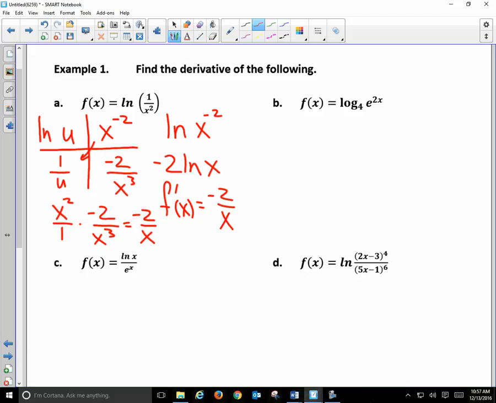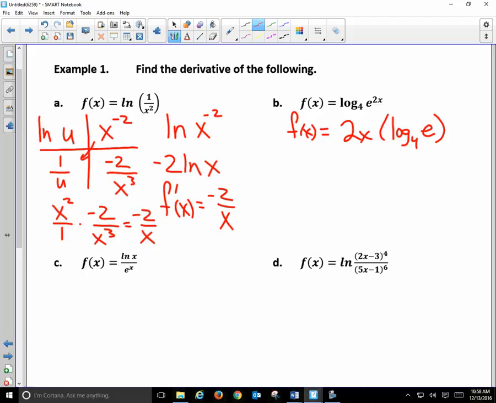I'm going to do the same thing here. I'm going to rewrite this. F of x is, what can I move out front? 2x times the log base 4 of e. No, you don't have to have the parentheses. There's no addition inside there, but I just want you to keep your eye on that.